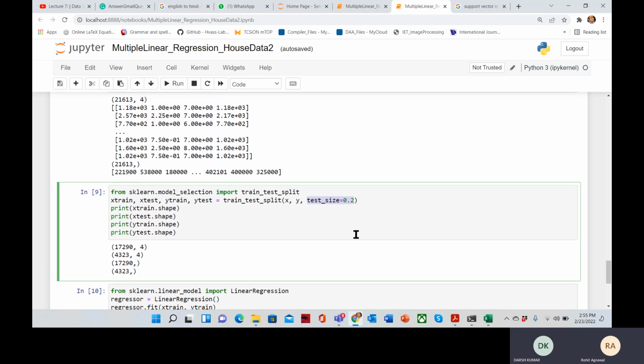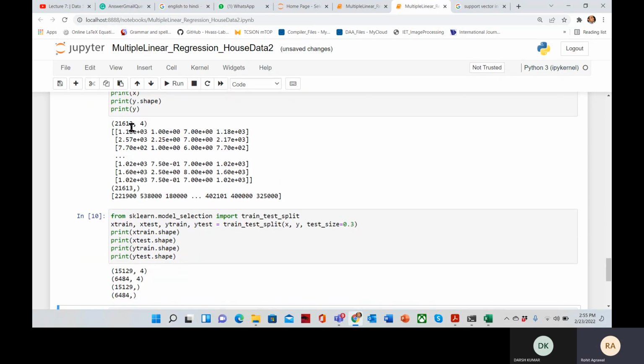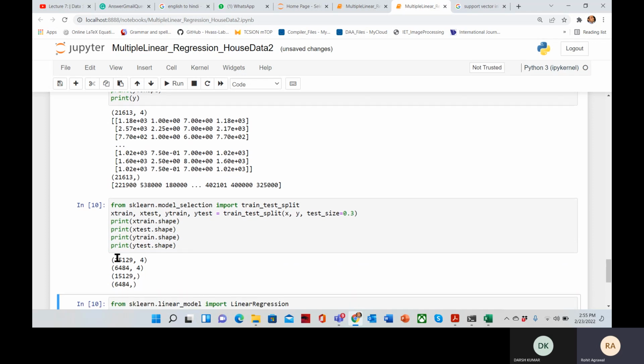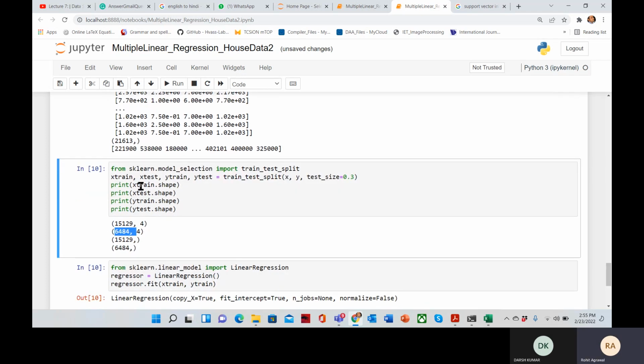Are you getting my point? Sir, if you have to split this data 70-30%, then the value of test size will be 0.3, right? Yes, just 0.3 here. Now you can see it is 70-30. The full size was 21613. So it is 70% and it is 30%. So this is our training data.